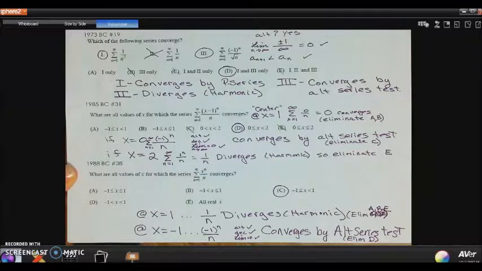And then at -1, it becomes an alternating, decreasing series, and the limit is 0, so it converges at -1. So I want an answer that includes -1 but does not include +1. And so that's choice C.